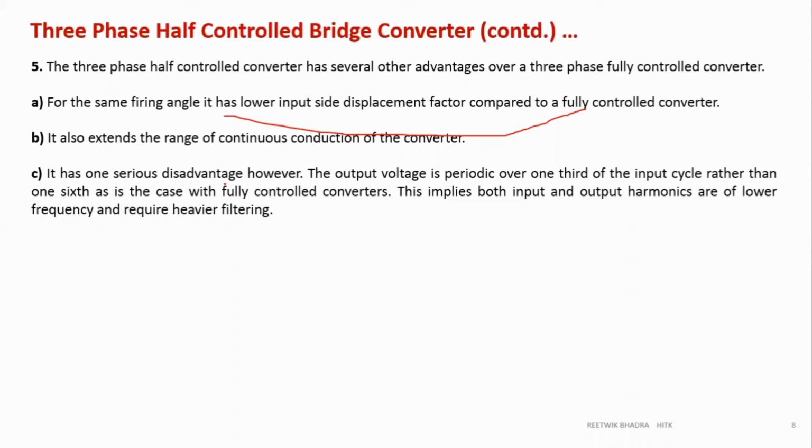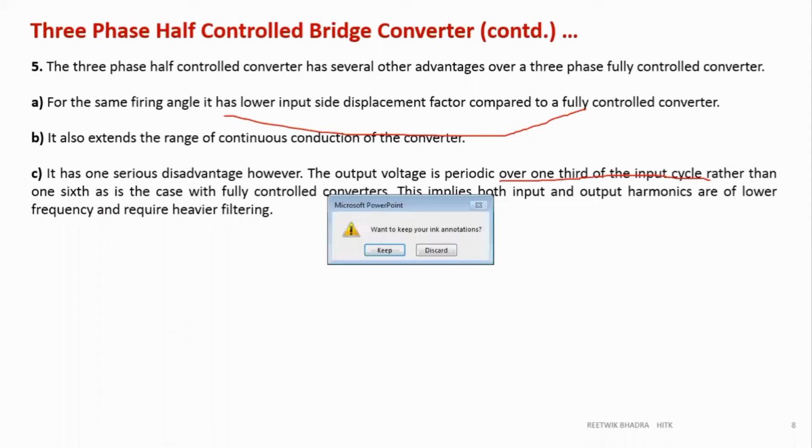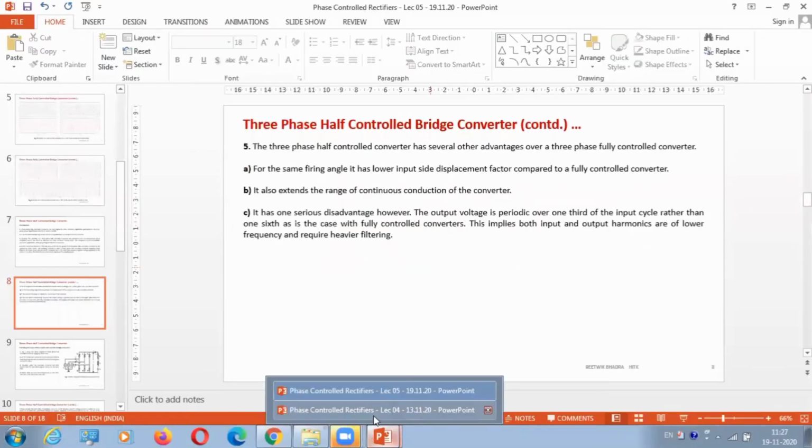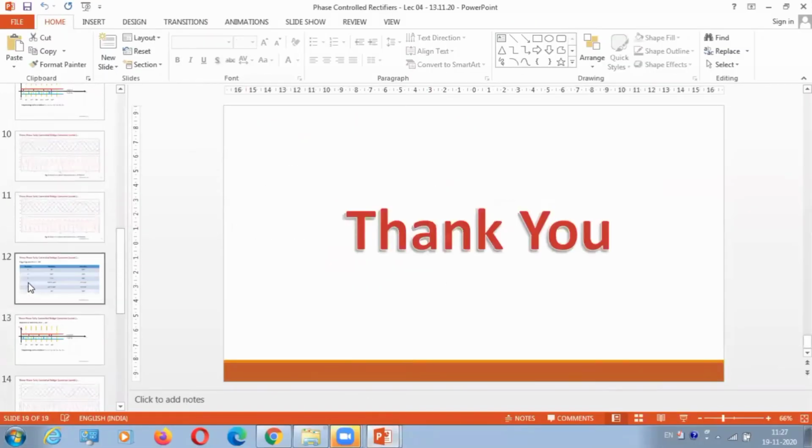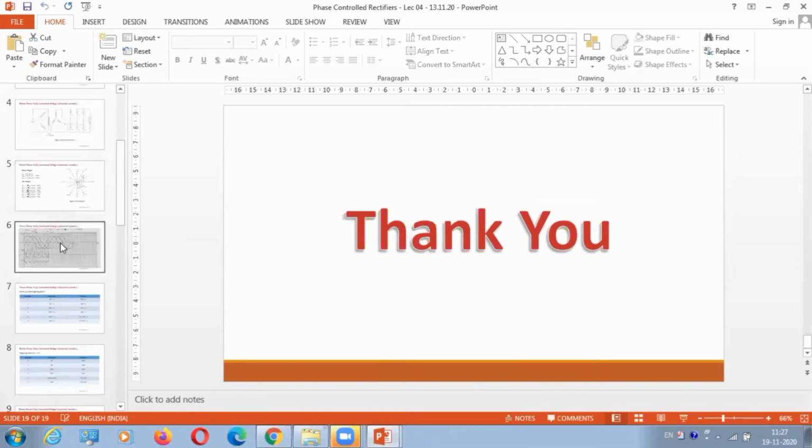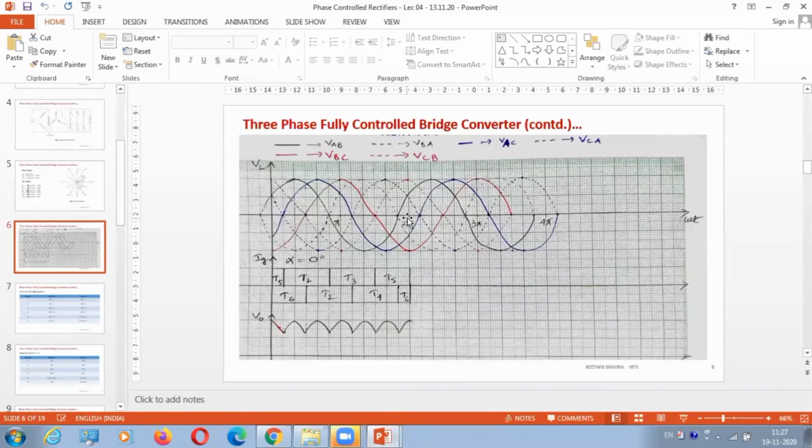There is a disadvantage over here that 1/3 of the input cycle is present in the output. The output voltage is periodic over 1/3 of the input cycle, and previously we had seen 1/6 of the cycle. I'll make this a comparison for you, because I think you may have forgotten. Just look why I'm saying that. If I complete up to 2 pi, how many curves was I getting? 1, 2, 3, 4, 5, half over here, half over here, 6 for the full converter.